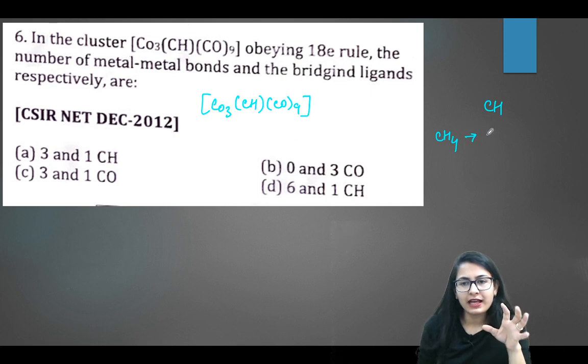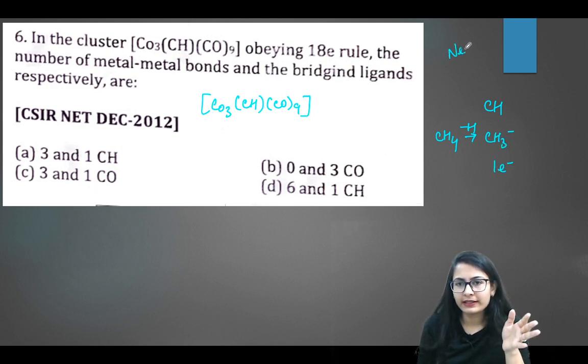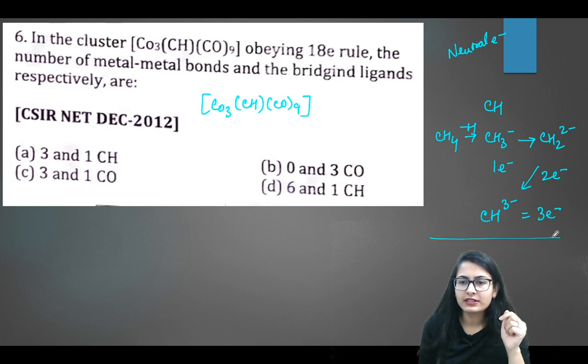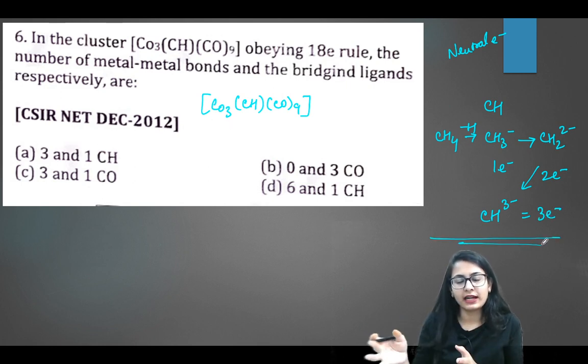So methane is basically not able to donate anything. Why? Because it is not acting as a ligand. So if I am removing one proton, it is becoming CH3 minus. Now it can donate one electron. In the neutral method of calculating electrons, the anionic ligands correspond to one electron. Similarly, removing one more hydrogen, CH2, 2 minus is going to give only 2 electron, and CH3 minus gives 3 electron. This is how you are able to correspondingly understand.